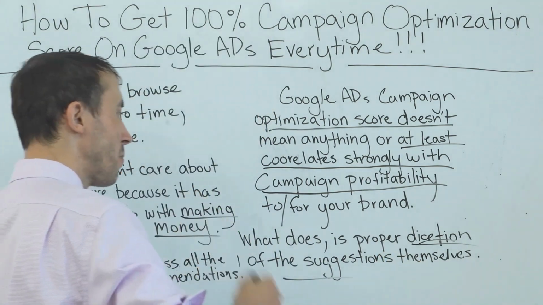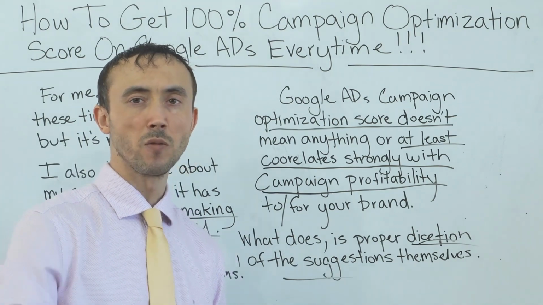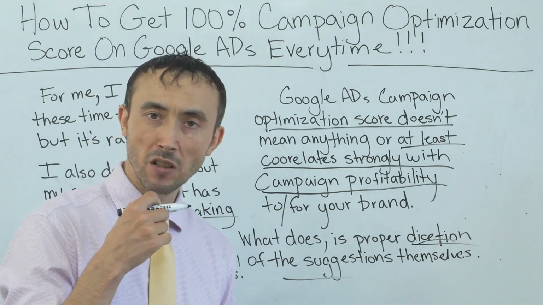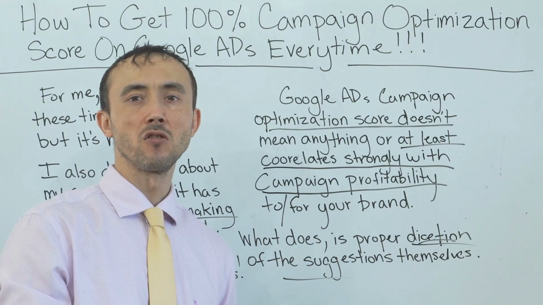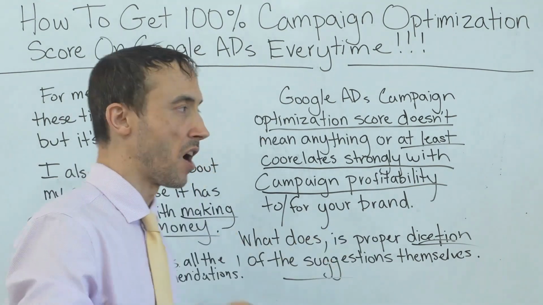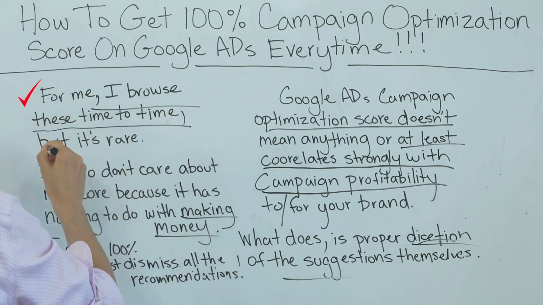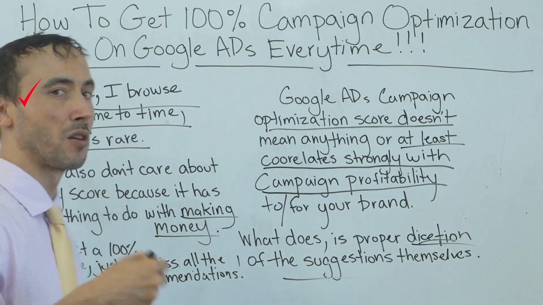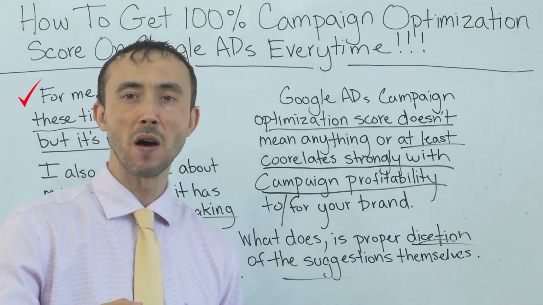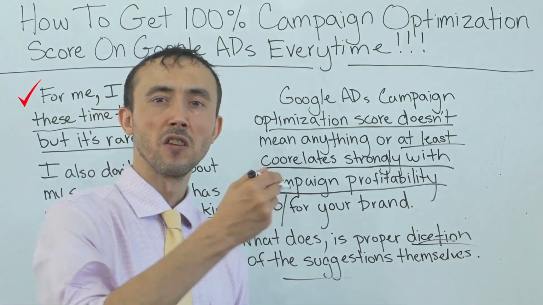So you've got to pay attention, straight from the source, from somebody who's managed hundreds upon hundreds of Google Ads accounts. You've got to be able to decipher which of these recommendations are good and which ones are not, and not just go with any of them just to get a 100% optimization score. For me, I browse these recommendations from time to time, but it's actually rare, because what's funny about them is they recommend the same stuff to every customer the same exact way.